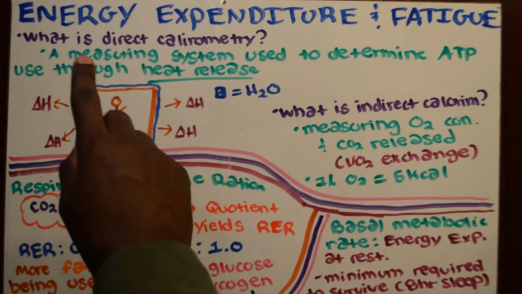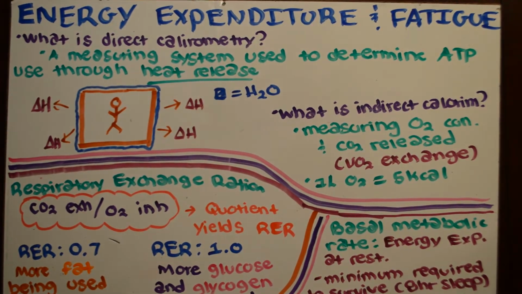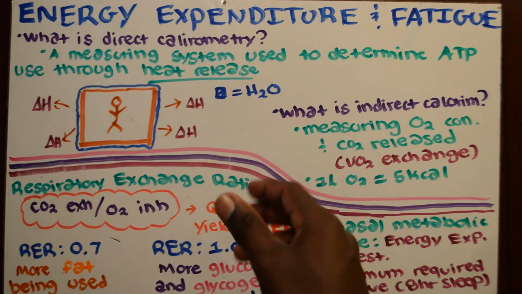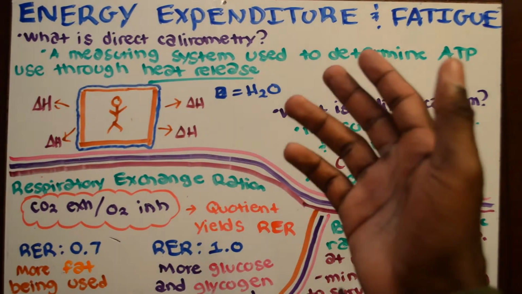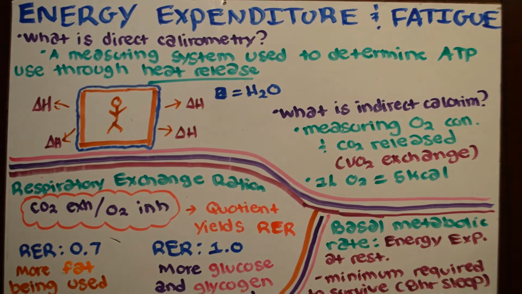Now, stepping away from direct calorimetry, let's look at indirect calorimetry. What is this? How do we measure that? I don't have a picture up here, but essentially you have a person on a treadmill, very much like in this situation, but they're not in a chamber. They're not surrounded by water, and not everything's contained.